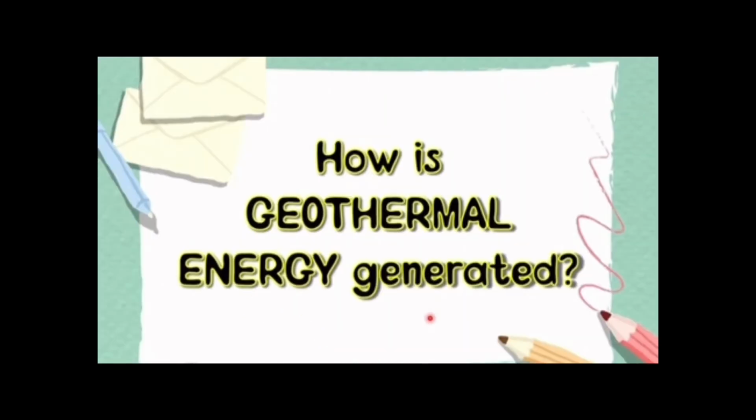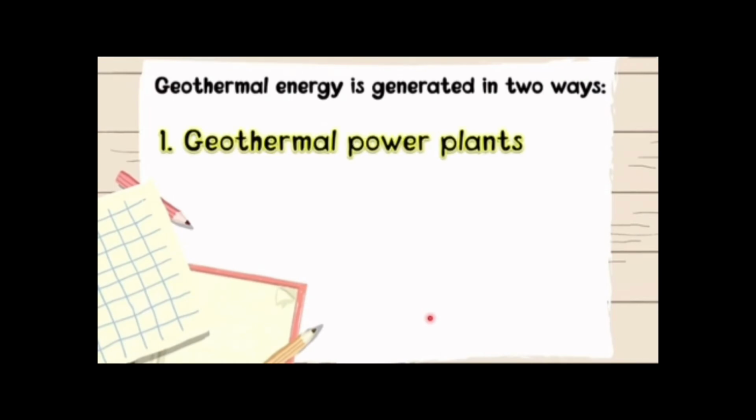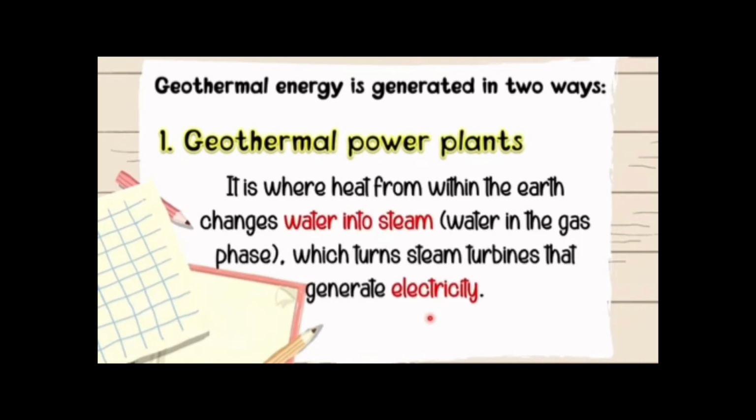Now, how is geothermal energy generated? Geothermal energy is generated in two ways. The first way is geothermal power plants. It is where heat from within the earth changes water into steam, water in the gas phase, which turns steam turbines that generate electricity.